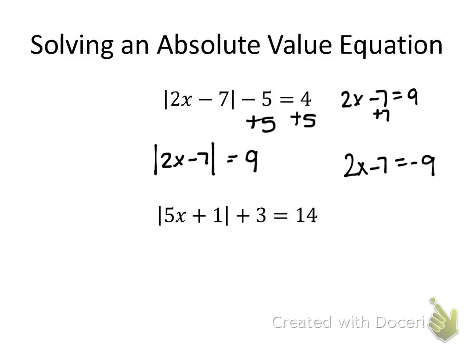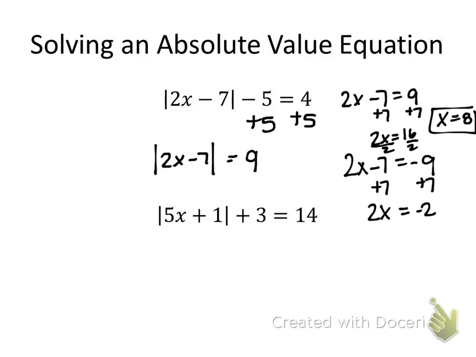So I add 7 to both sides, and I get 2x is equal to 16. Divide by 2, and x is equal to 8. That's my first answer. Second answer, add 7 to both sides. 2x is equal to negative 2. Divide by 2, and x is equal to negative 1. Okay, so that's how you would do that.